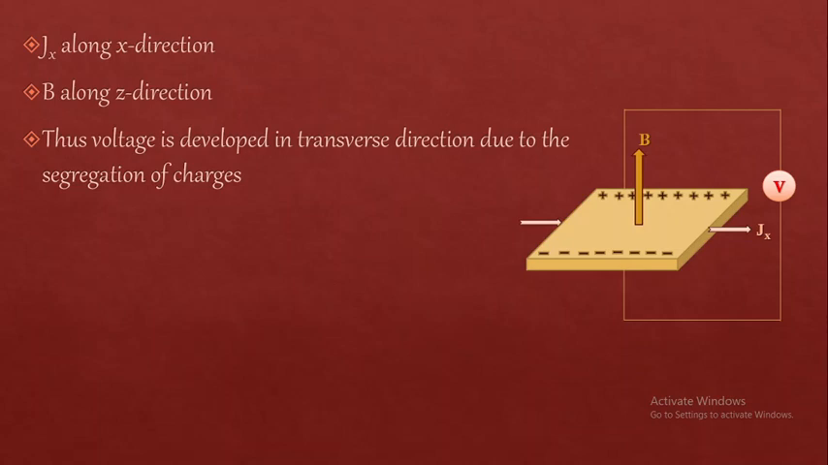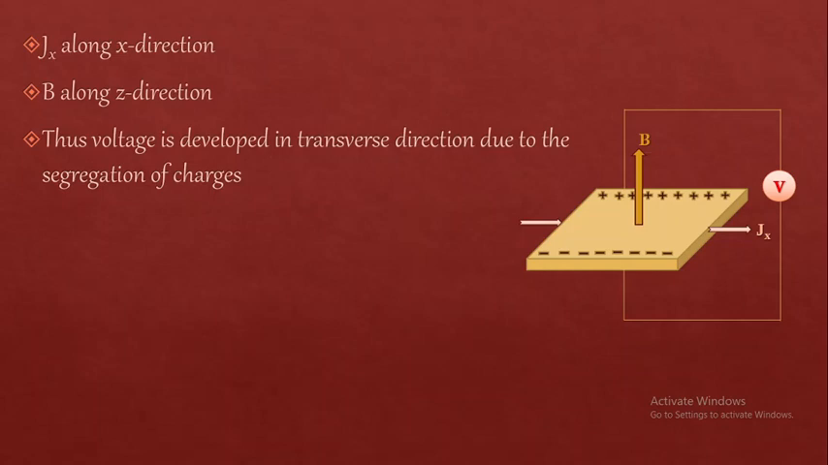So if Jx is along x-axis, B, that is magnetic field, is along z-axis, then the voltage or the potential will be developed along y-axis, which can be measured using the voltmeter. And why is this voltage developed? Because when the magnetic field is applied to the current carrying conductor or semiconductor, the carriers present in the semiconductor, we have electrons as well as holes as the carriers, are going to segregate due to the effect of these two fields.